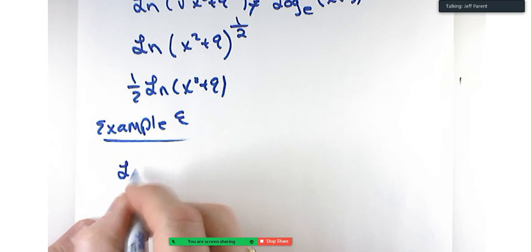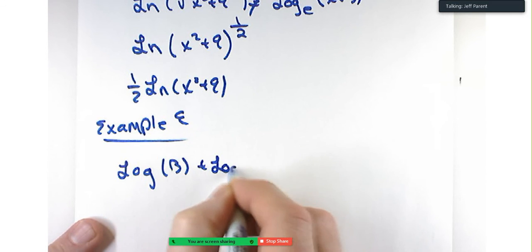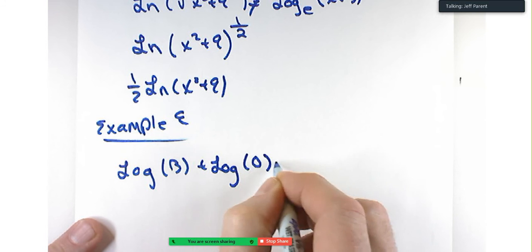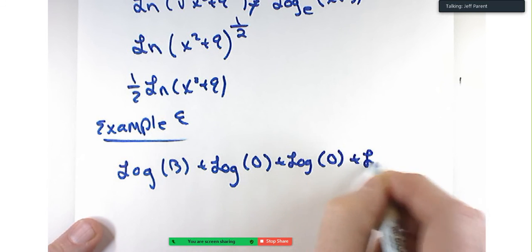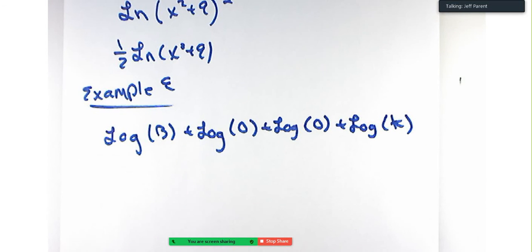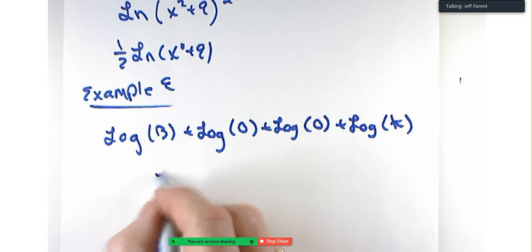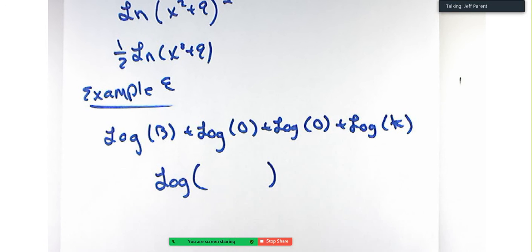But in going the opposite of expand the logarithm, let's take a look at log of b plus log of o plus log of o again plus log of k. So when you have the sum of logs, that turns into the log of the product. So I think I did one like this on the video as well, but here's another one. Can anyone tell me what this would be the log of?